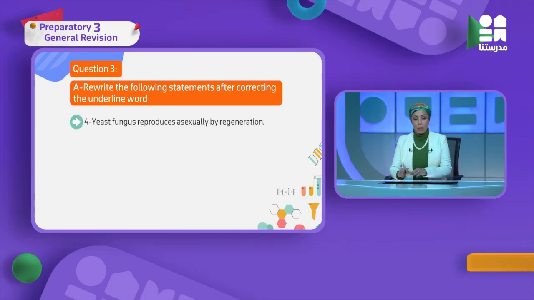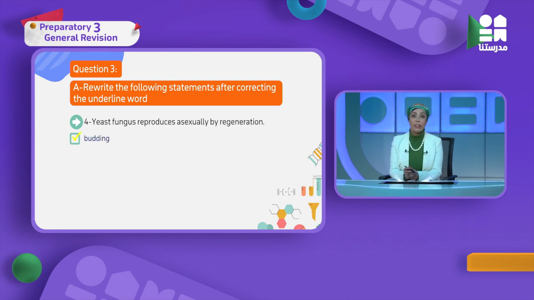Here he asked me to rewrite the following statement after correcting the underlined word. Also, yeast fungus reproduces asexually by regeneration. We know that yeast fungus reproduces by a kind of asexual reproduction, which is budding. So I'm going to correct regeneration to budding.